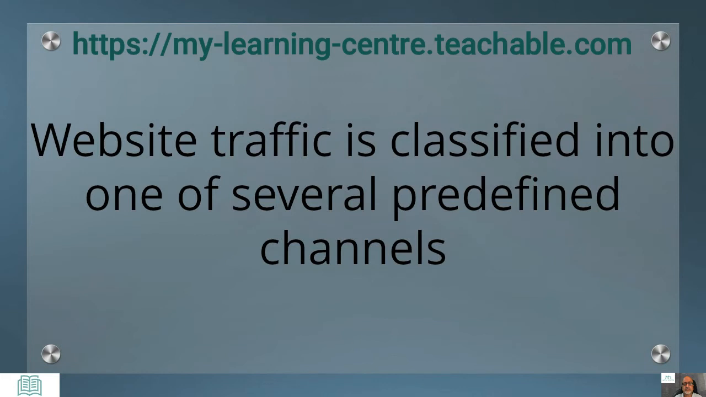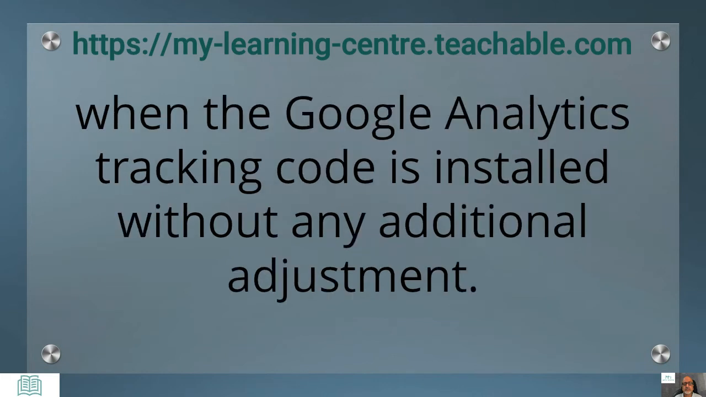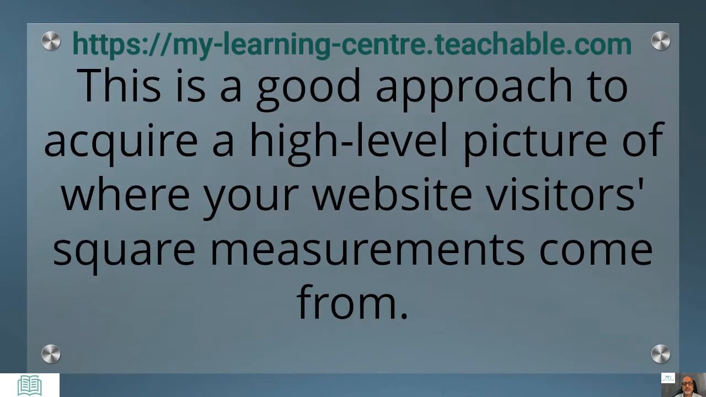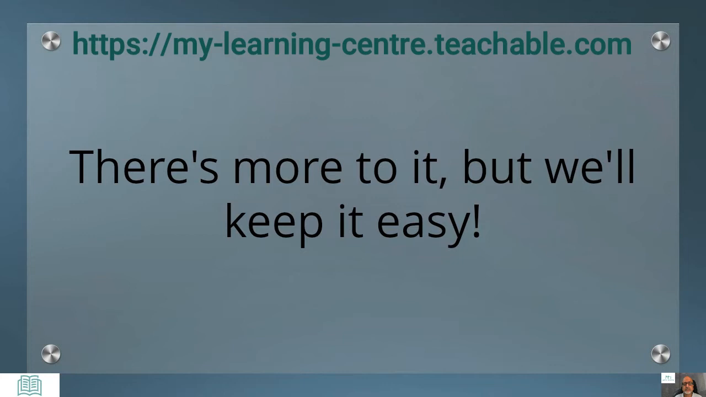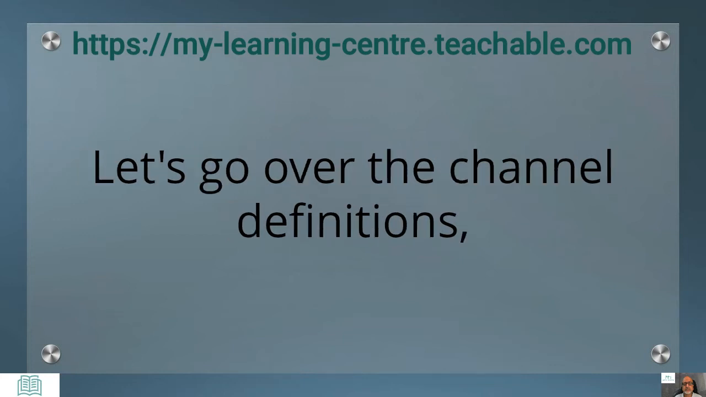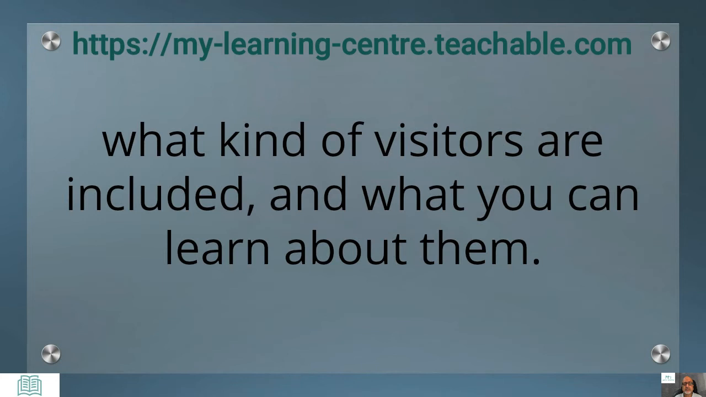Website traffic is classified into one of several predefined channels. When the Google Analytics tracking code is installed without any additional adjustment, this is a good approach to acquire a high-level picture of where your website visitors come from. This is frequently the information seen in the Acquisition Summary report. There's more to it, but we'll keep it easy. Let's go over the channel definitions: what kind of visitors are included, and what you can learn about them.